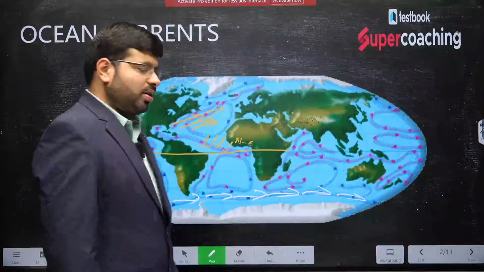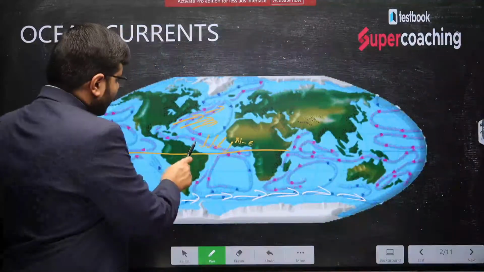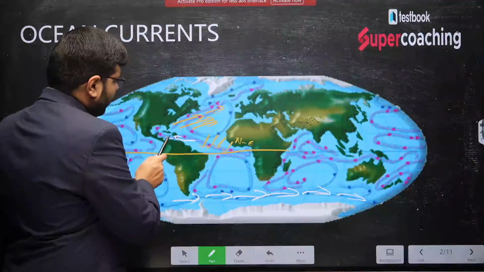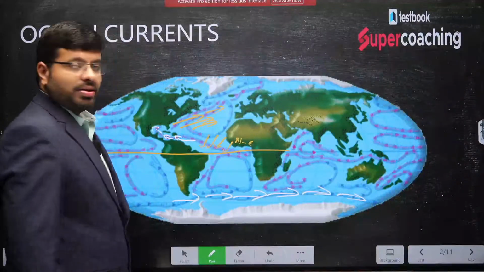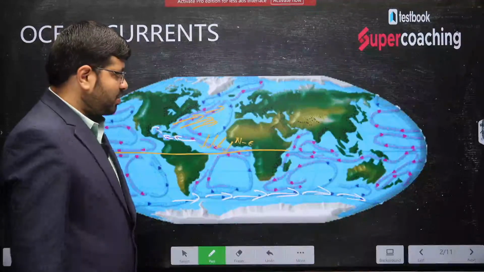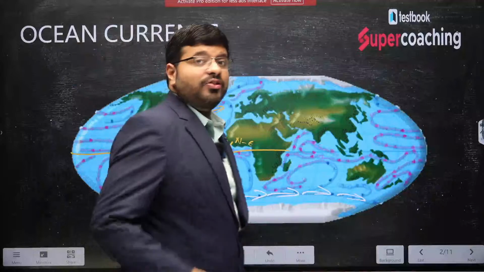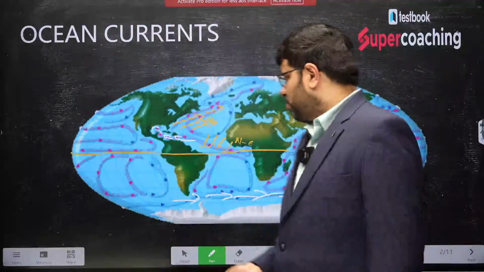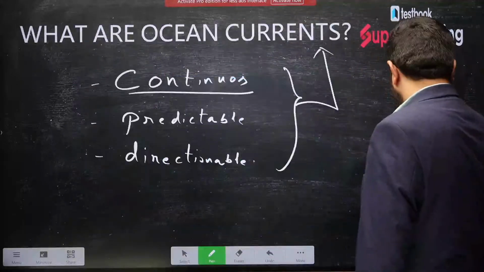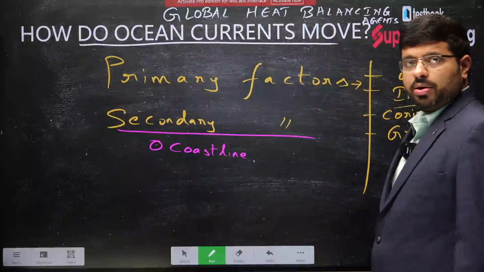So can I say that a coastline is also one of the triggers for the water to deflect towards north here? Can I say that? Yes, definitely yes. This is a coastline alignment. So that is the secondary factor which will influence. So we can talk about that, the coastline, right?